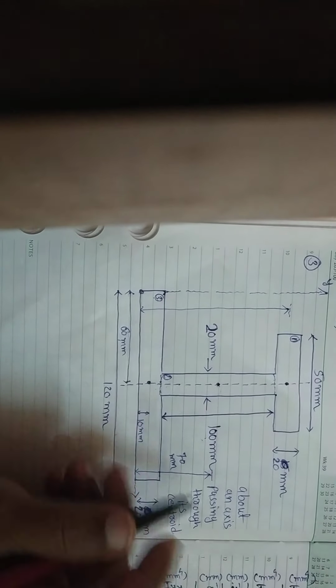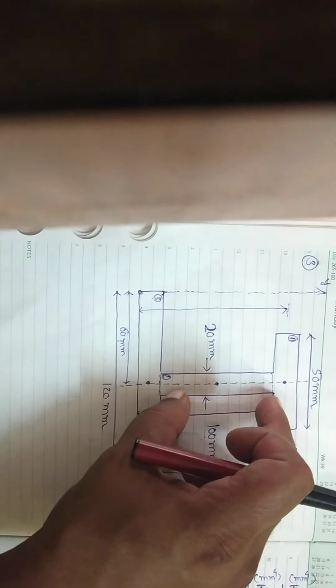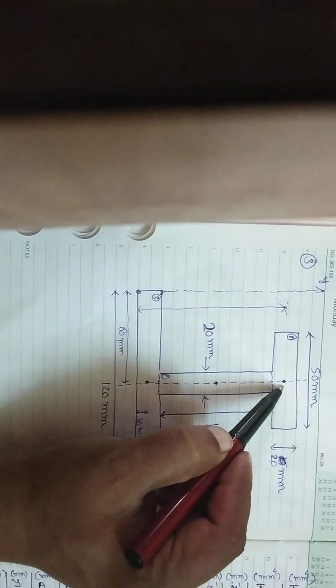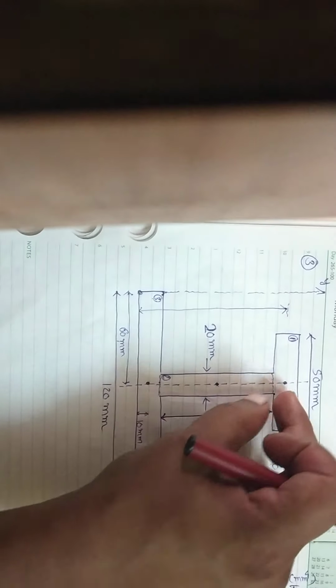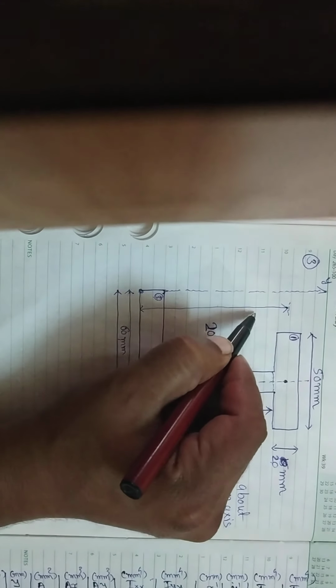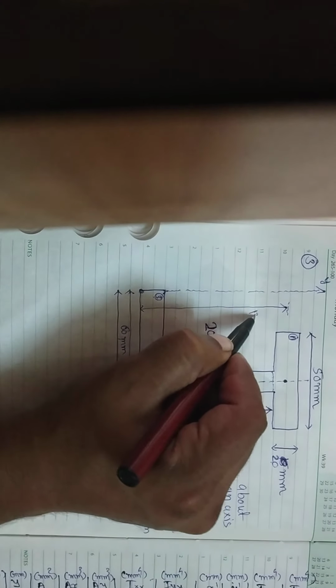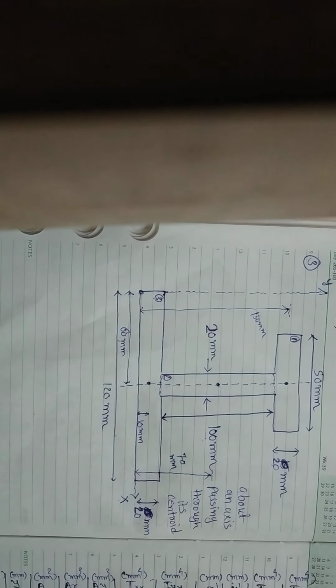First of all, this 20 mm plus 100 mm plus half of this, and half of 20 is 10. So 20 plus 100 plus 10, you can say it's 130 mm. Correct. So now we have all the coordinates.